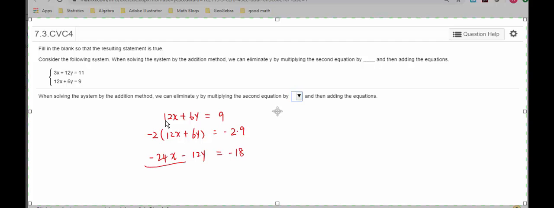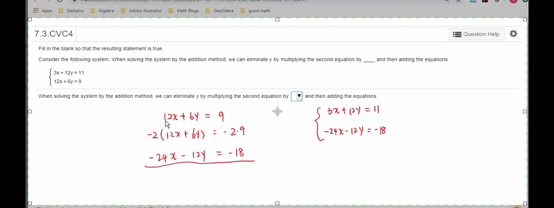With this equation now, we will be working with a system. So 3x plus 12y equals 11. This is the original first equation, and we didn't do anything to it. And then the second equation becomes -24x minus 12y equals -18. This is the system we will be working with from this point on.